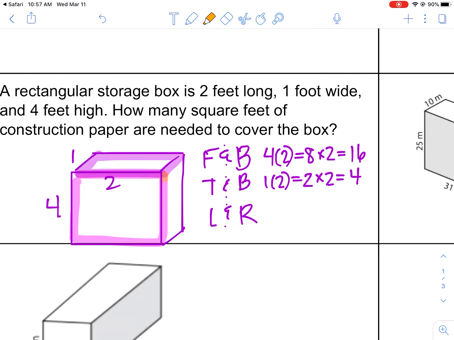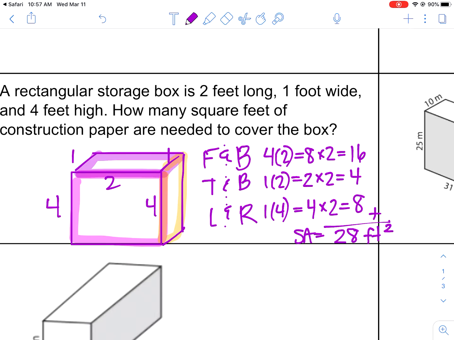And then my side shape, I have to do a little bit of transferring measurements. I know this is 1 and this is 4, so that's 1 by 4. And there are 2 of those, so that's a total of 8. To get my total surface area, I add all those up, and I get 28, that was feet squared, because we're still doing area.